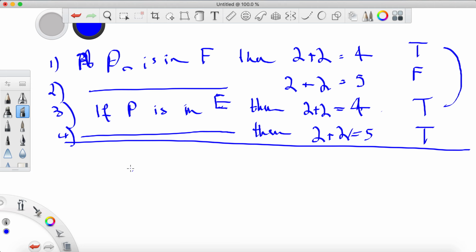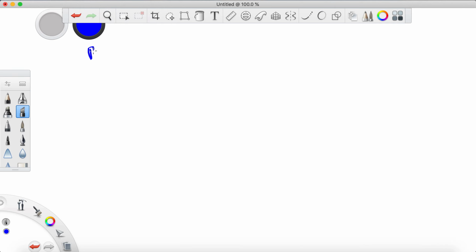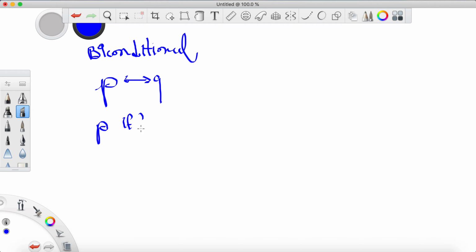Okay, so enough about that. Let's move on. So now we're going to get into biconditionals. A biconditional is a statement of the form P double arrow Q, and we pronounce this P if and only if Q. And it's called a biconditional because the conditional arrow goes both ways.